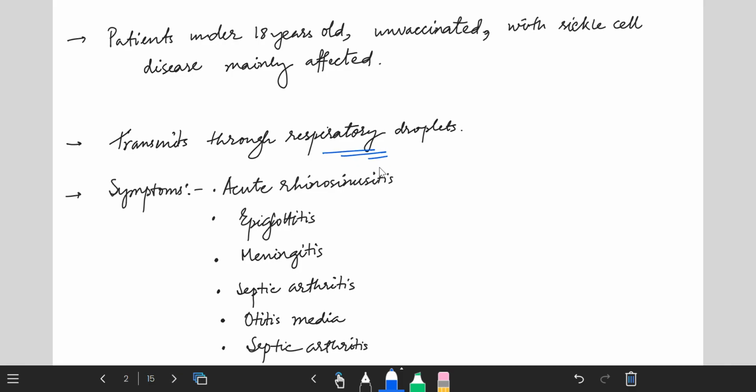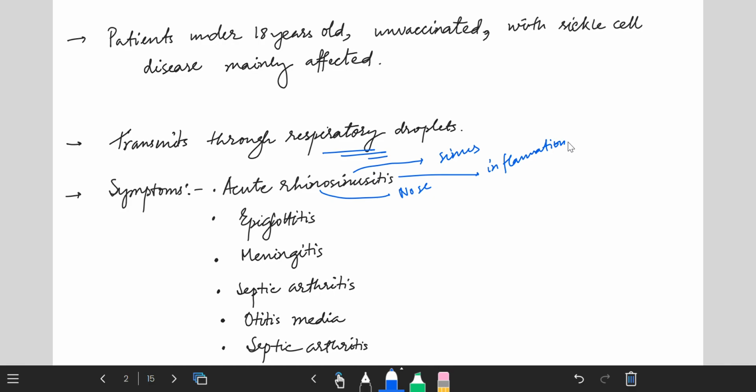Okay, and now what are the symptoms when you are suffering from Haemophilus influenzae infection? What kind of signs and symptoms will you see? Okay, so those are acute rhinosinusitis. Rhino means nose. Sino comes from sinus and itis comes from inflammation. It means inflammation of the mucous membrane of the sinus in the nose, that is rhinosinusitis.